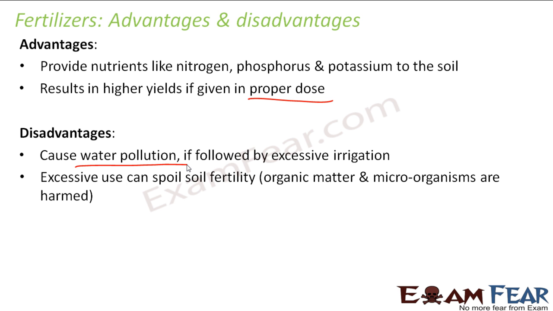So the microorganisms will be harmed, and also the organic matter present inside the soil can be harmed. So the soil will not be able to restore. The soil will not be able to come back to its original form, because every time it tries to come back, we apply some fertilizer externally, right? So that is how the soil will lose its own fertility. So excessive application or very frequent application of fertilizers is never advisable. It has more disadvantages than advantages.